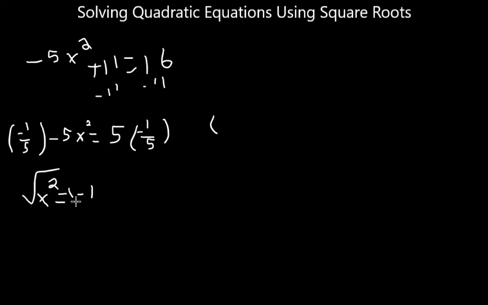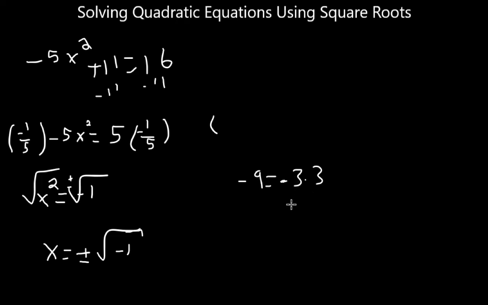So now I'm going to take the square root on both sides, and this is of course plus or minus. So x is the square root of plus or minus negative 1. Now we seem to have a little bit of a problem here, because a negative number, let's use negative 9 for example, is negative 3 times 3. So any negative number is a positive number multiplied by a negative number. So by definition, there is no real number that when you square it, you'll get a negative. So this has no solutions.